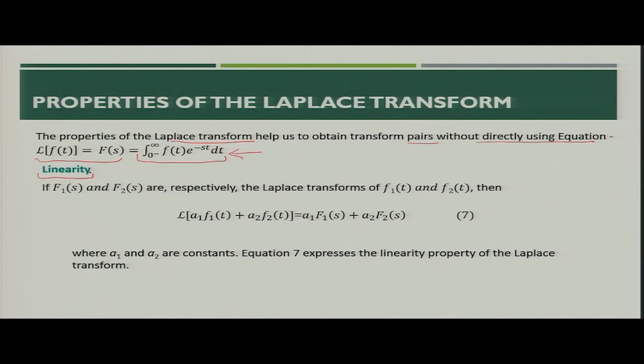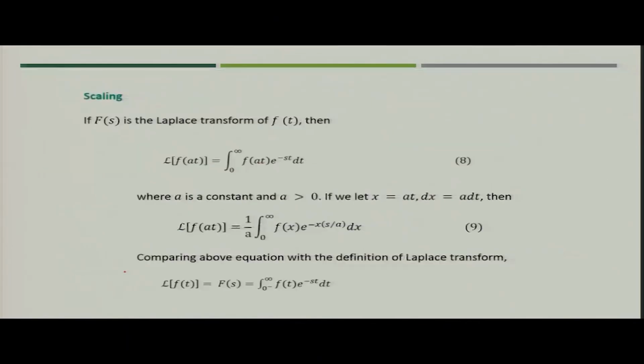First is linearity. Linearity means if F1 s and F2 s are the Laplace transforms of f1 t and f2 t, then we can say that Laplace of a1 f1 t plus a2 f2 t will be nothing but a1 F1 s plus a2 F2 s, where a1 and a2 are constants. This shows the linearity property of the Laplace transform.